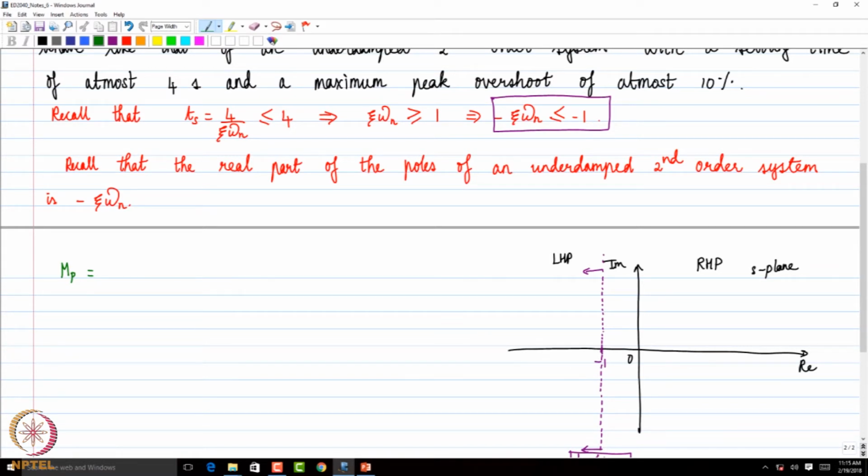The second specification is on maximum peak overshoot. The maximum peak overshoot was e power minus zeta pi divided by square root of 1 minus zeta squared, times 100%. This should be less than or equal to what number did I choose? 10%. So this implies that e power minus zeta pi divided by square root of 1 minus zeta squared should be less than or equal to 0.1. Can you process this and get me an inequality in zeta?